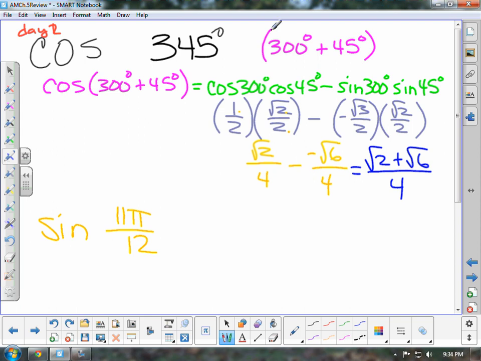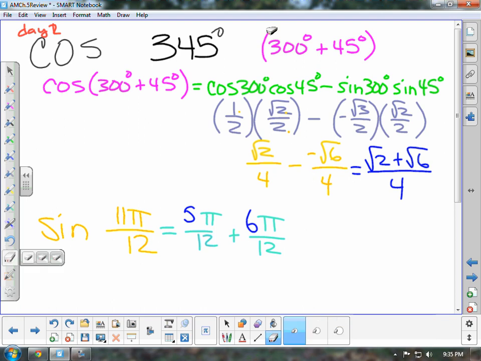Our second example here is the sine of 11 pi over 12. So we need to come up with a way to get to 11 pi over 12. So we have to take something pi over 12 plus another thing pi over 12. Now you could start out by saying, okay, well, let's try 5 and 6. Well, 5 pi over 12 you cannot simplify, and we do not know what the exact value of 5 pi over 12 is. So that would not be a good choice.